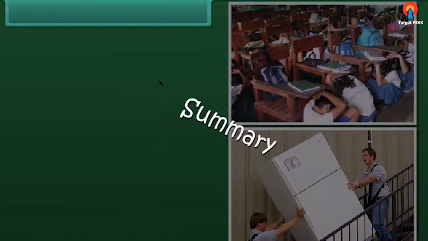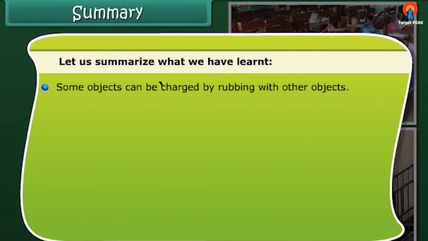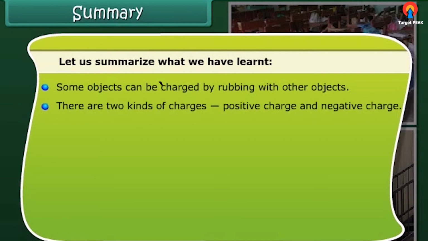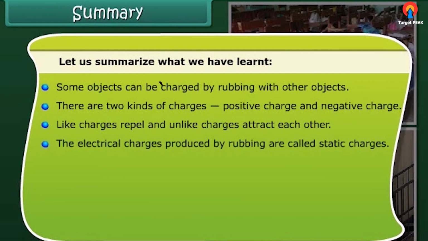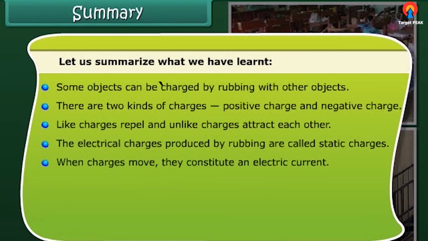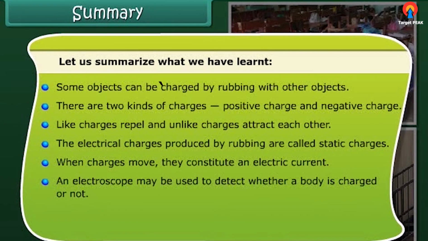Summary. Let us summarize what we have learned. Some objects can be charged by rubbing with other objects. There are 2 kinds of charges, positive charge and negative charge. Like charges repel and unlike charges attract each other. The electric charges produced by rubbing are called static charges. When charges move, they constitute an electric current. An electroscope may be used to detect whether a body is charged or not.